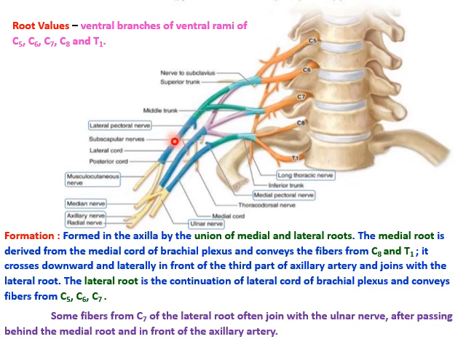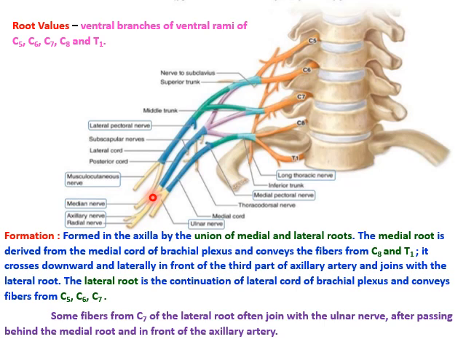Since the lateral cord is formed by joining the upper and middle trunks, which carry C5, 6 and 7 root fibers, and the medial cord carries the fibers from C8 and T1, the lateral root of the median nerve, being a branch from the lateral cord, has its root value as C5, C6, C7. And the medial root of the median nerve carries C8 and T1, which becomes its root value.